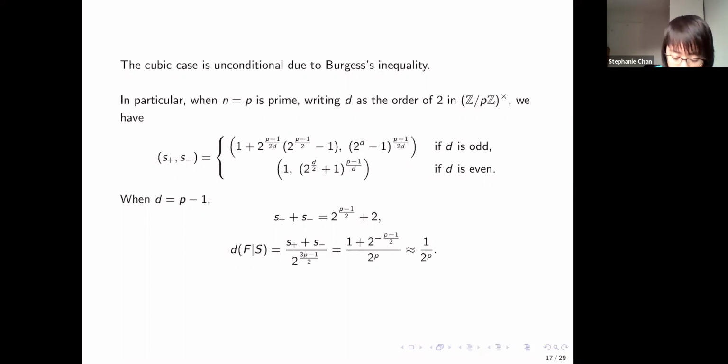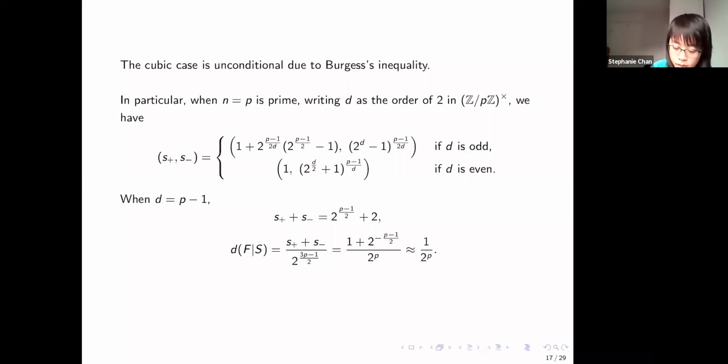And it converges to 1 over 2 to the p when p is large. So when the degree is large, it approaches 1 over 2 to the p rather than 1 over 2 to the p minus 1. To get the density, we also assume the previous standard conjecture on short character sums. So the cubic case is unconditional because of Burgess's inequality like before.